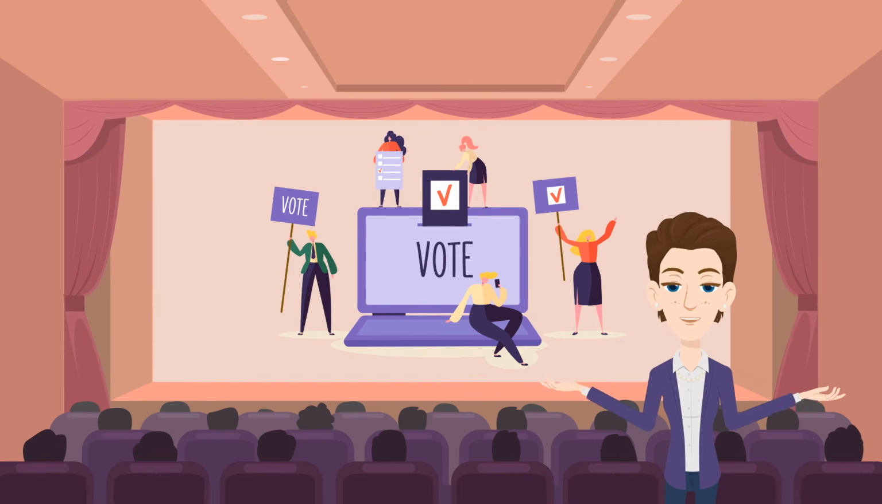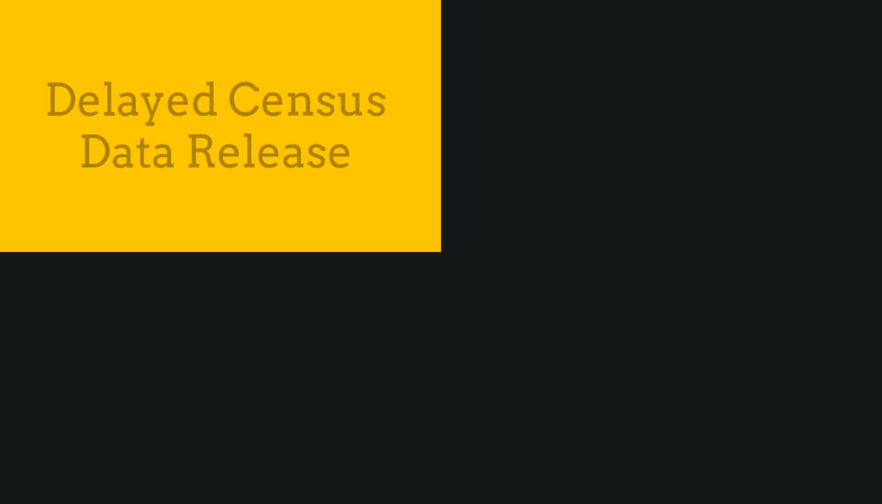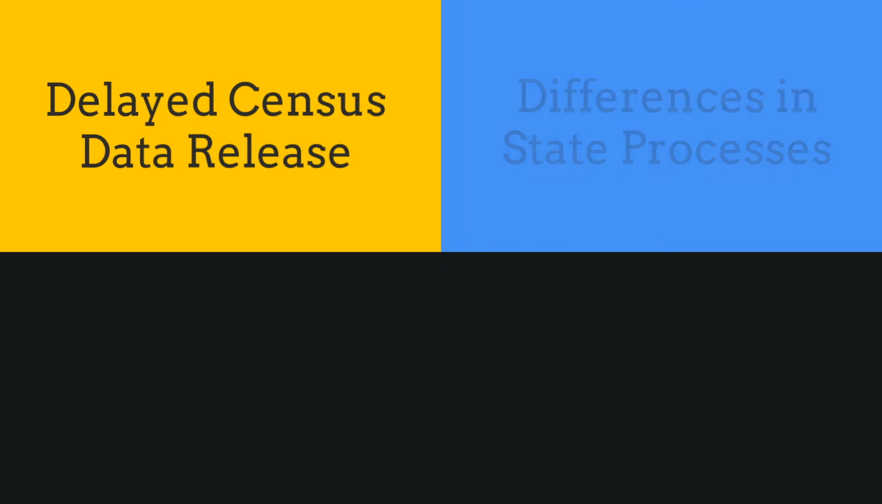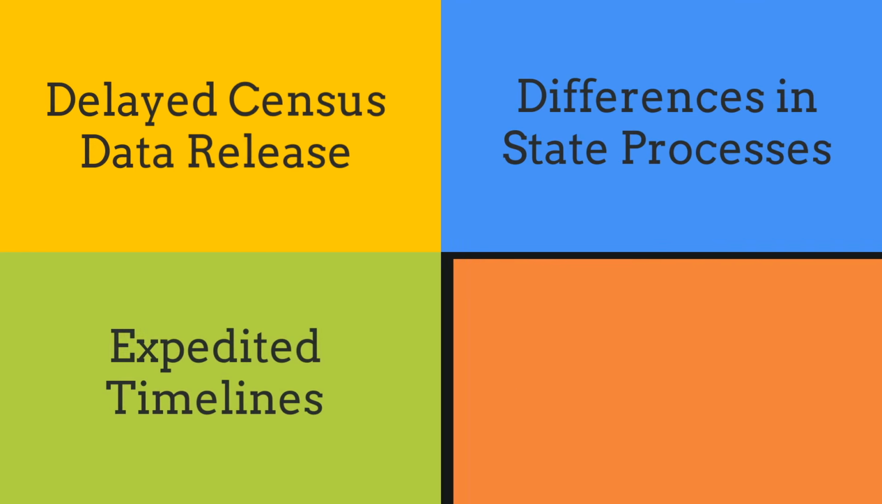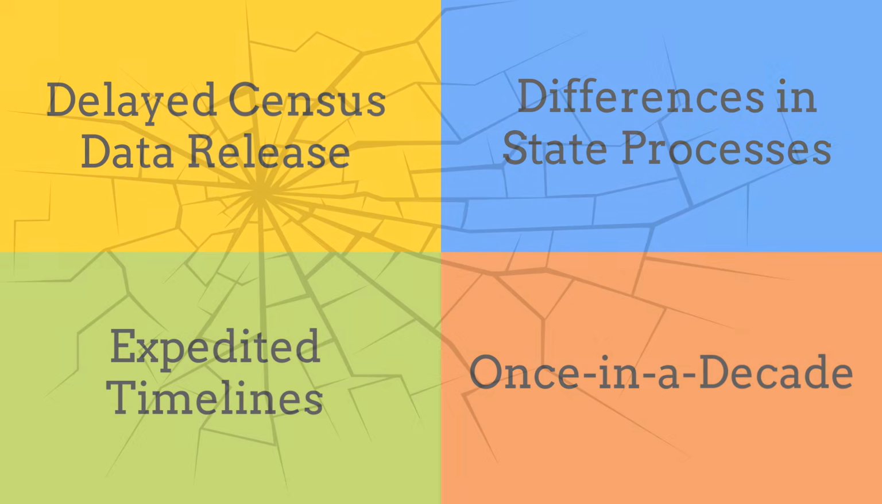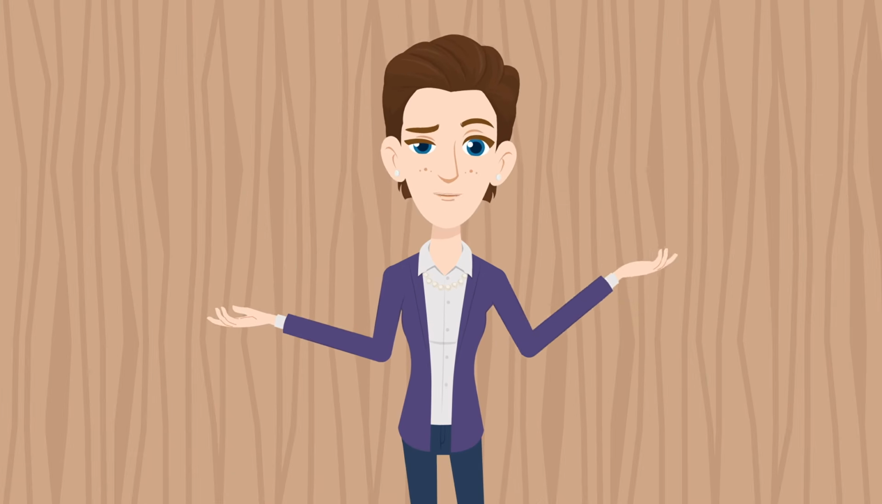It's incredibly important to ensure the maps are drawn fairly, especially considering these new maps will directly affect the 2022 election. The combination of delayed census data release, differences in state processes, expedited timelines, and the once-in-a-decade nature of drawing district maps has made redistricting in 2021 especially chaotic and susceptible to gerrymandering. This is also the first time in 6 decades that redistricting will occur without crucial protections of the Voting Rights Act. So what are people doing about it?